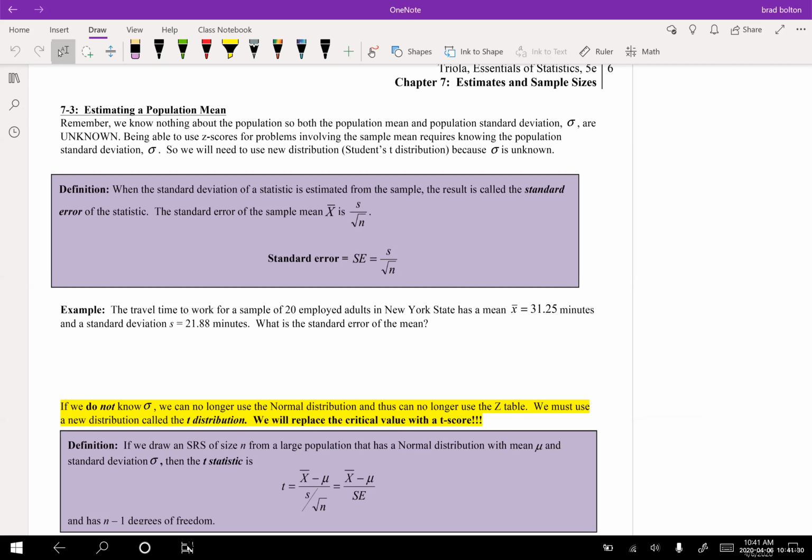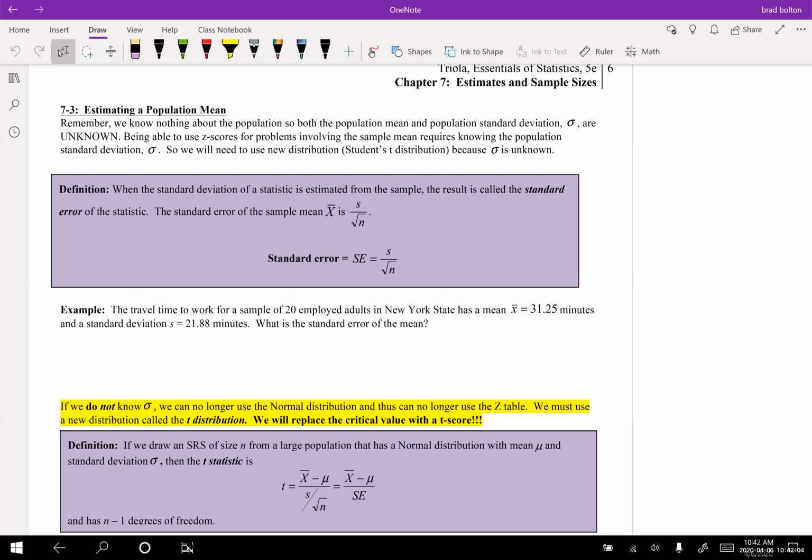So in chapter 7, we're going to be talking in 7.3, which I believe in your book may be 7.2. We're going to be talking about estimating population mean. So if you read above, it says, remember, we know nothing about the population. So both population mean and population standard deviation are unknown. Being able to use z-scores for problems involving the sample mean requires knowing the population standard deviation. And think about that. In general, with z-scores, you need to know the standard deviation. You need to know the standard deviation if you're working with the mean.